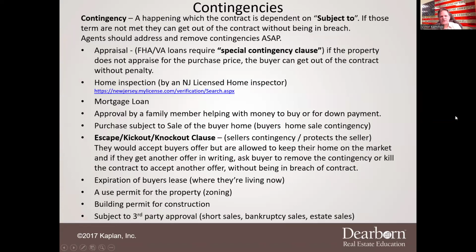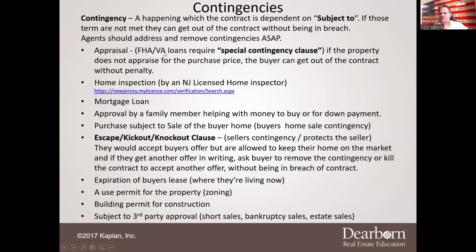Now, appraisal. The contract can be contingent upon the appraisal. And that's what the special contingency clause that's required for FHA and VA loans is. It basically says that this purchase is contingent upon the property appraising for the purchase price, and if it does not, then the buyer can get out of the contract without penalty. That's what the special contingency clause that all FHA and VA loans require be added into contracts. Now it's not even a clause that we put in, it's actually a separate addendum that they've created that we have to add into the contracts when the buyer is purchasing using an FHA or VA loan.